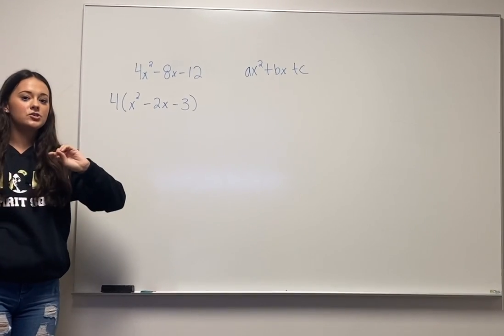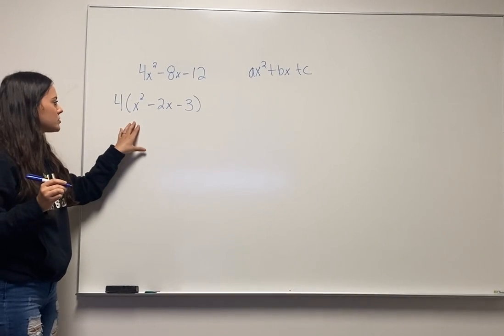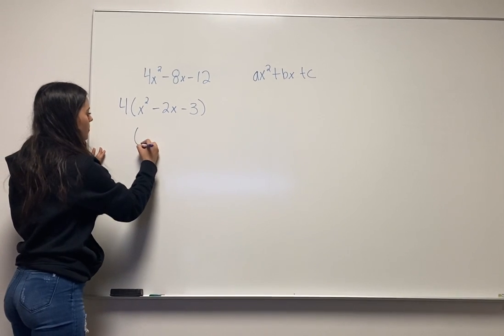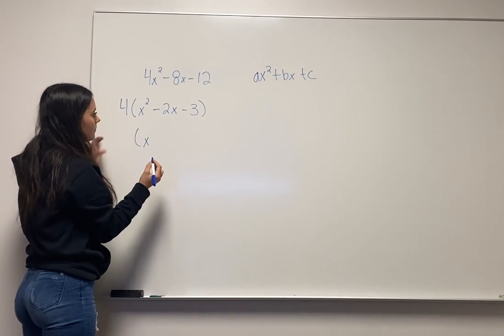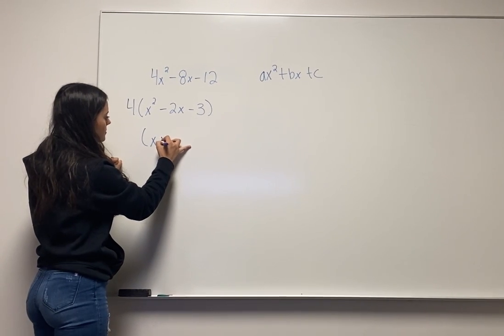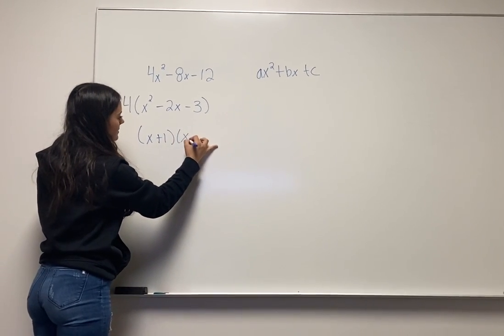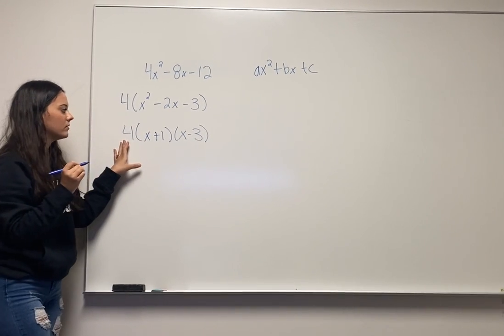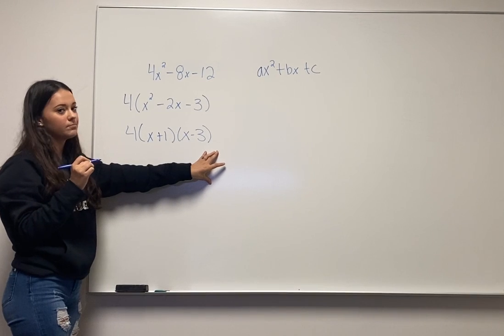There are two ways that you can go about doing this. The first way is if you're very good, you can just look and see that this is going to be factored out as x plus 1 and x minus 3. And your 4 automatically is brought down. And this is going to be your final answer.